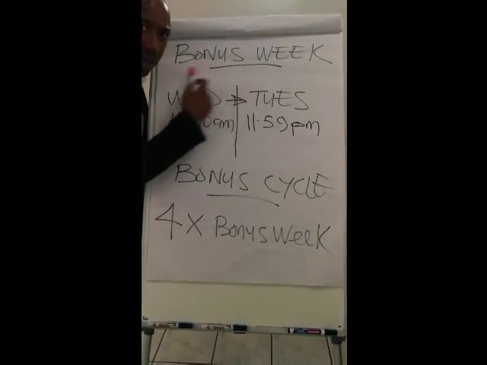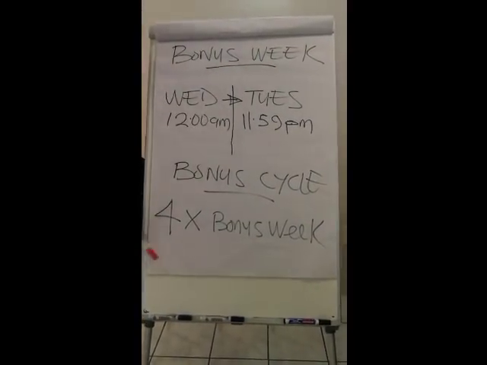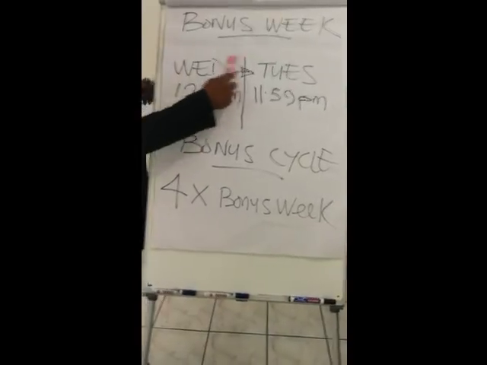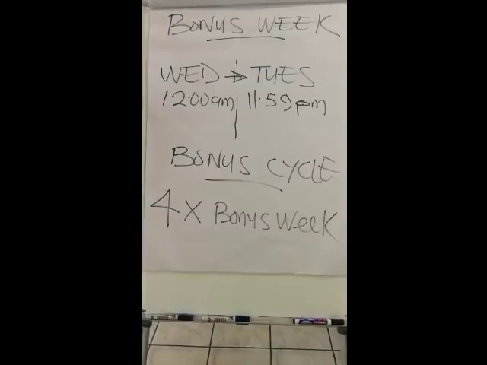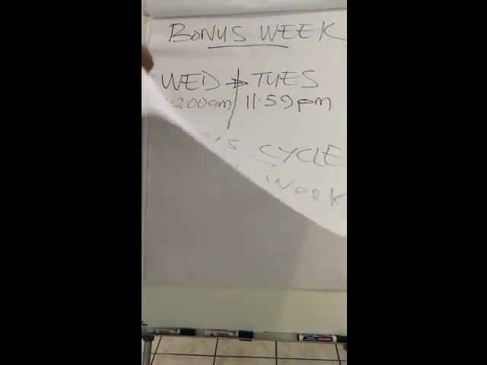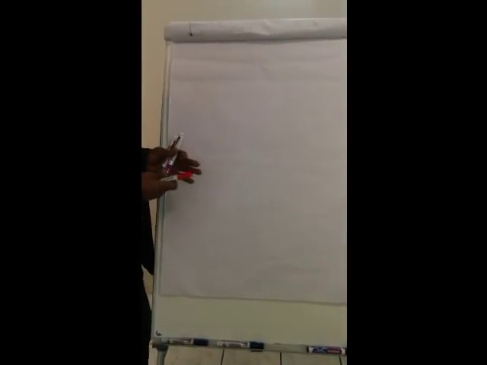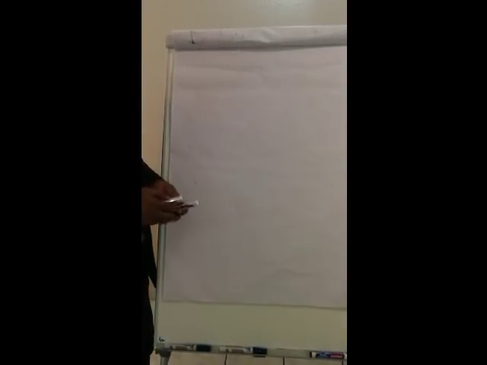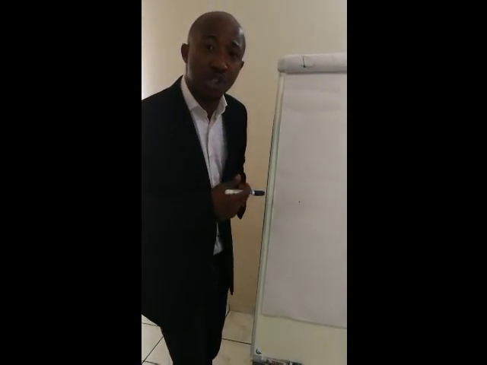There's such a thing called the bonus week. And then the bonus cycle is four times the bonus week. So it's like a monthly cycle. After four of these, you get the bonus cycle. Just put it at the back of your mind. Now, I'm going to wrap up this part one with understanding the sponsorship bonus.